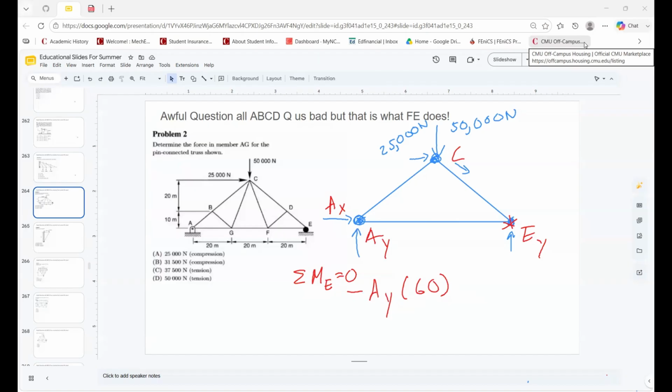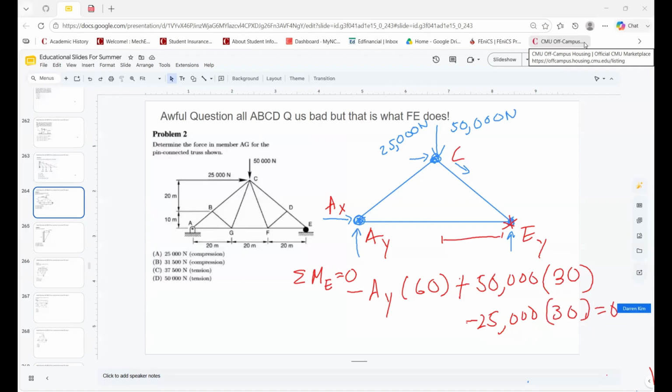Now we go to C, and we see there's two of them, and both are actually going to be used. So we'll start with a plus, because we're going to do the 50,000 first. With the 50,000, you need to multiply it by this distance, which is 30, right? Next, we want to do the 25K. So 25K is a negative by the right-hand rule. So we can do minus 25000, curl up. The displacement is 30, equals 0. Well, we have everything. Good job. We got AY.